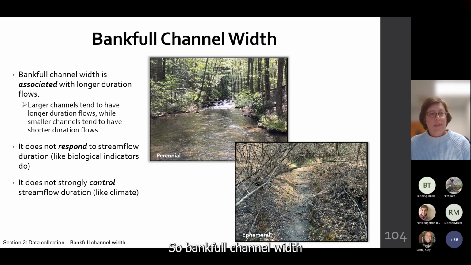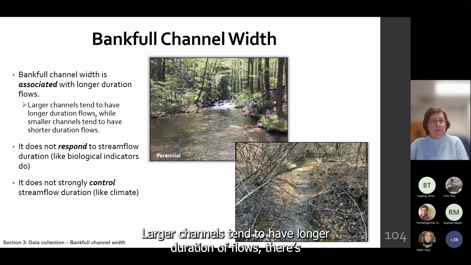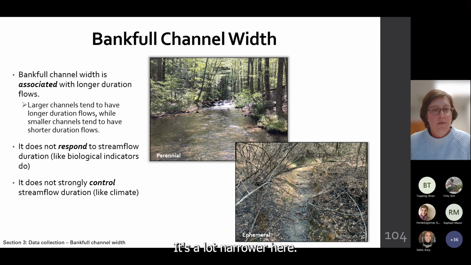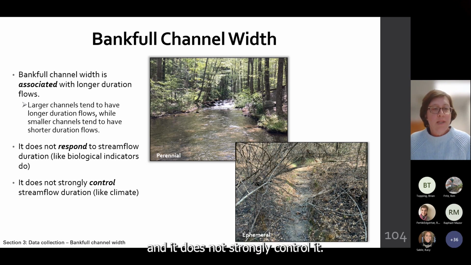So bankfull channel width is associated with longer duration flows. Larger channels tend to have longer duration flows. There's a perennial here, while smaller channels tend to have shorter duration flows. It's a lot narrower here. This indicator does not respond to stream flow duration like the biological indicators do, and it does not strongly control it like climate.